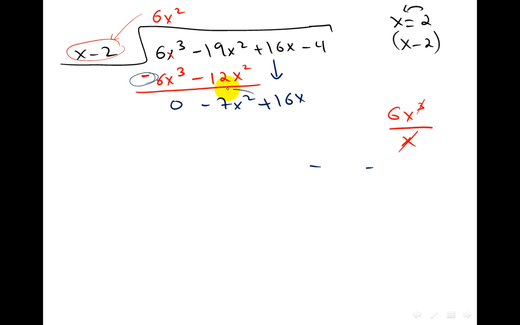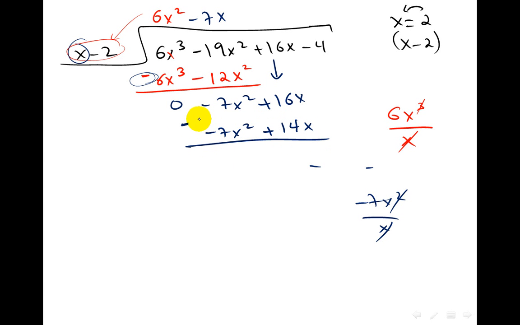Here divide negative 7x squared by x again. Negative 7x squared divided by x will give you negative 7x. Again the same thing, multiply negative 7x by x minus 2. Negative 7x times x is negative 7x squared. Negative 7x multiplied by negative 2 will give you a positive 14x. Again subtract.